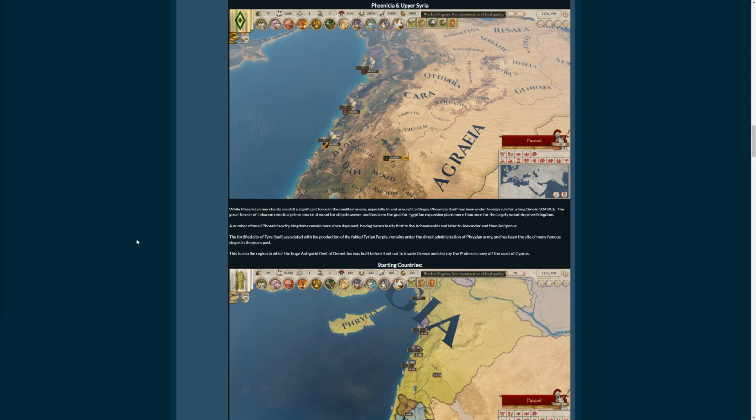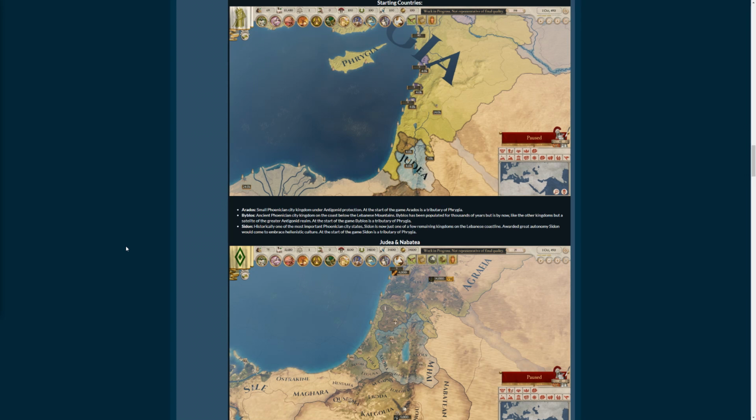The fortified city of Tyre itself, associated with the production of the fabled Tyrian purple, remains under the direct administration of the Phrygian army and has been the site of many famous sieges in the past. This is also the region in which the huge Antigonid fleet of Demetrius was built before it was set out to invade Greece and destroyed the Ptolemaic navy off the coast of Cyprus. Starting countries.